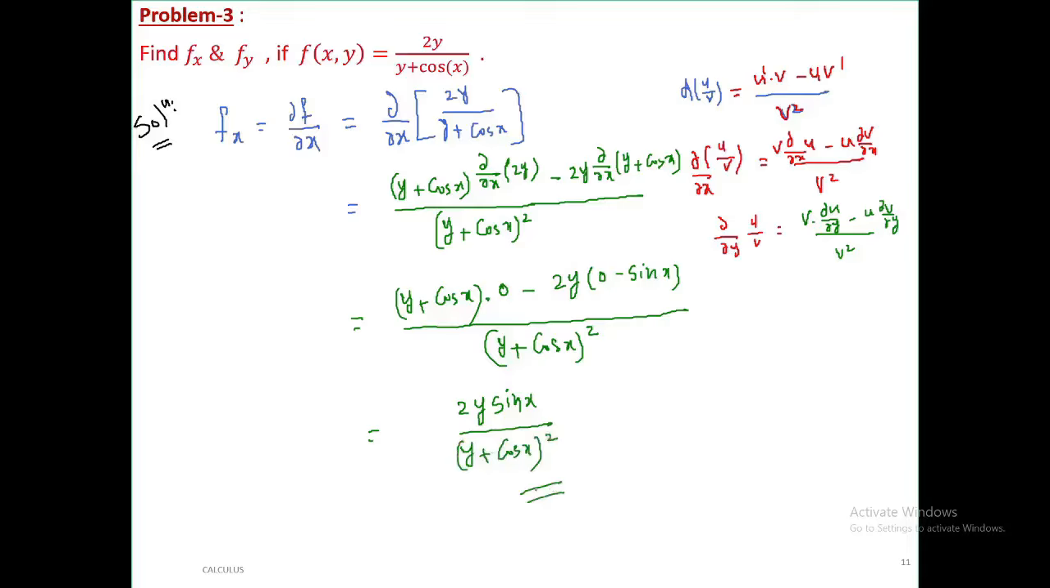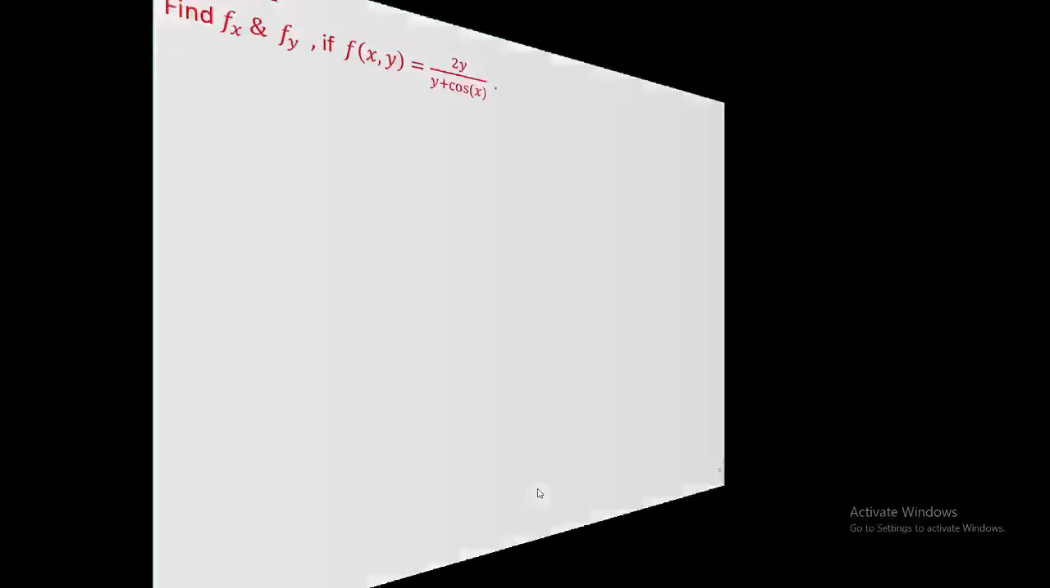Okay. Next let us calculate fy with respect to y. So dou f by dou y. Same story again, but with respect to y you have to evaluate. That means dou by dou y of f, then replace f, that is 2y by y plus cos x: numerator is 2y, denominator is y plus cos x. So with respect to y you have to evaluate this. Now again same story, u by v, so it is divided by y plus cos x whole square.